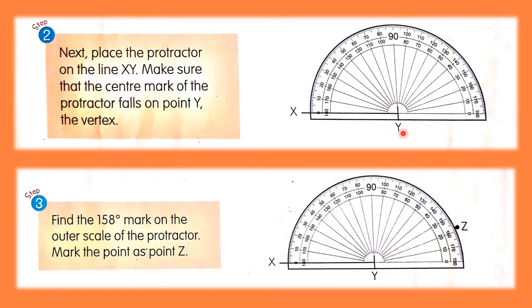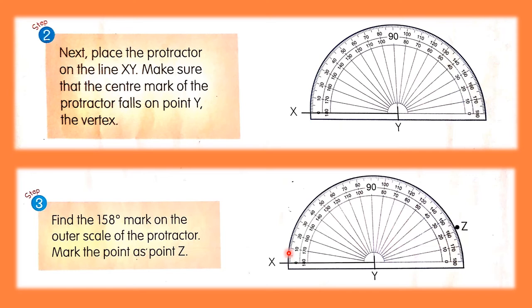Like the previous way, I have kept the center mark on this vertex Y. Here I am going to draw 158 degrees. 158 degrees is greater than 90, so that is an obtuse angle. So I am going to draw the size of this angle, 158, and I have kept the protractor this way. Here also we have to use the outer scale since we start with 0, and this 0 lies on the XY line. That means we start from 0 on the outer scale.